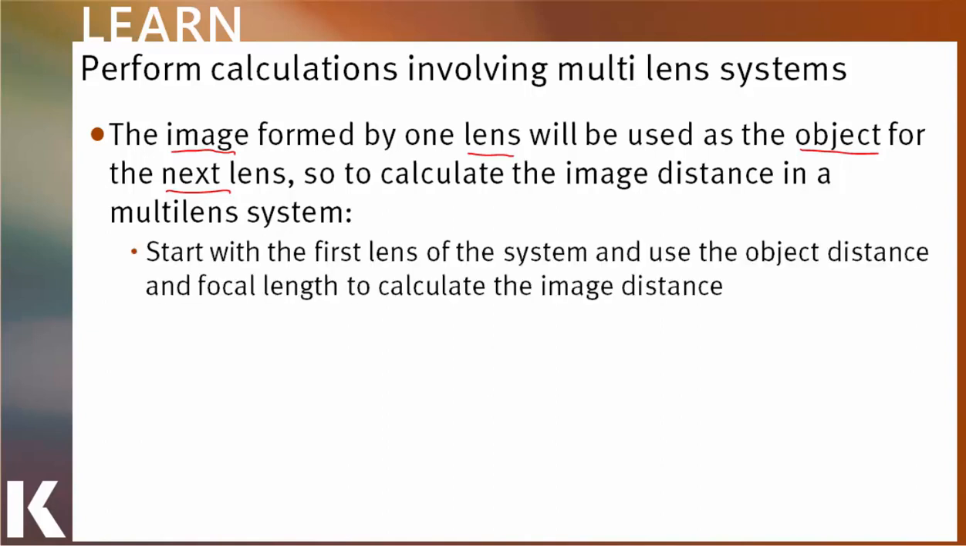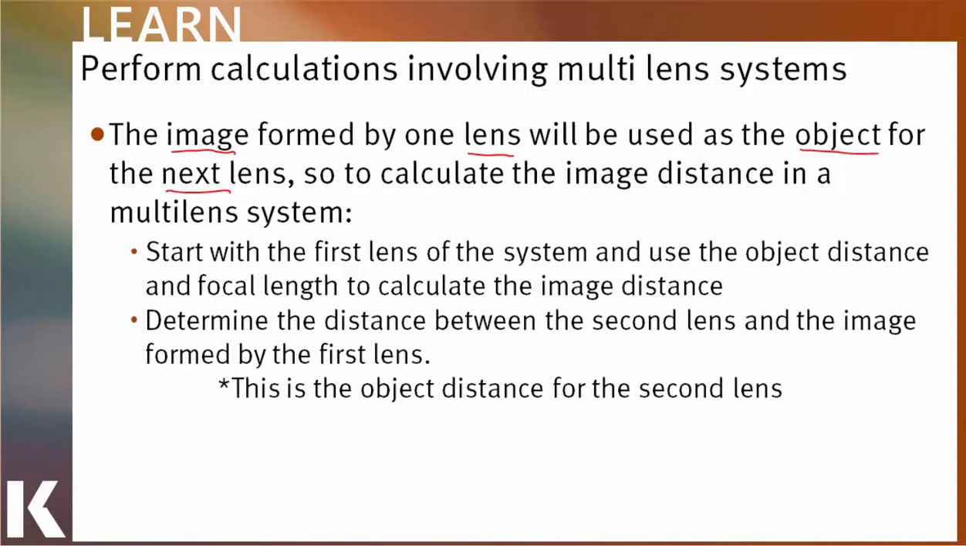The first step of this process would be to start with the first lens of the system. Use the object's distance and the focal length of that first lens to calculate the image that would have formed from that first lens. Once you have that image's distance, now we bring in the second lens of the system. And once you determine that distance between the second lens and the image formed by the first lens, now you have the object's distance for the second lens.